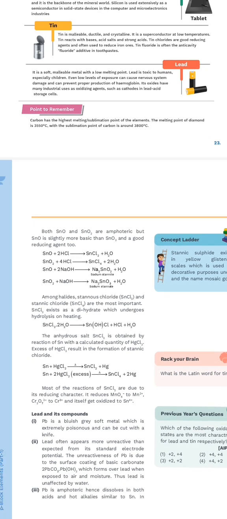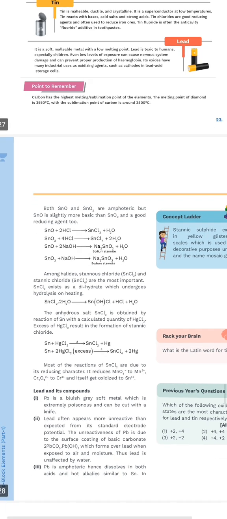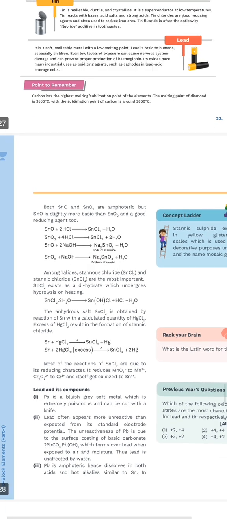So points to remember are: carbon has the highest melting and sublimation point of the elements. The melting point of diamond is 3550 degrees Celsius, and the sublimation point of carbon is around 3800 degrees Celsius. Both SnO and SnO2 are amphoteric, but SnO is slightly more basic than SnO2 and a good reducing agent too.